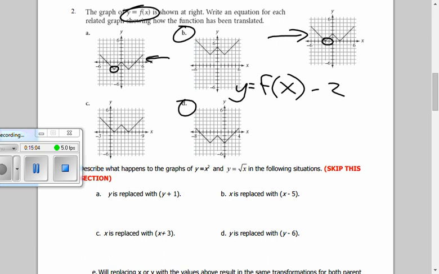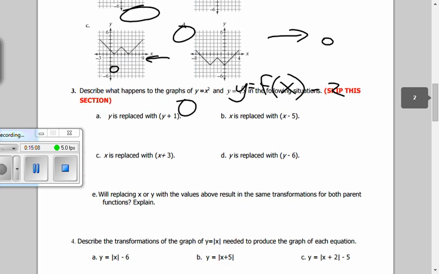Hoping this all feels fairly easy. Notice in problem 3, it says skip this section. Yay, you can skip that section. We never covered ones where we said y is replaced with y minus 6. We didn't mess like that. So you may skip that whole section that says skip this section.